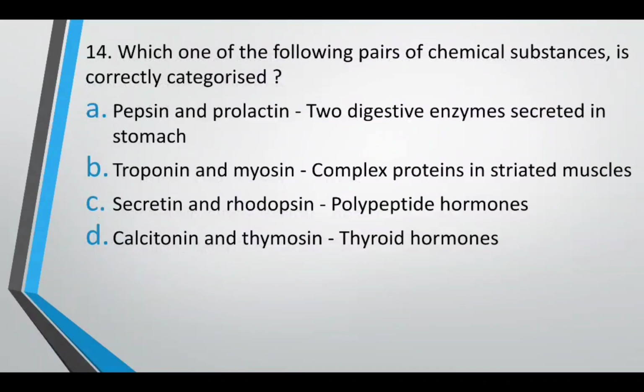Which one of the following pair of chemical substances is correctly characterized? Pepsin and prolactin, two digestive enzymes secreted in stomach.